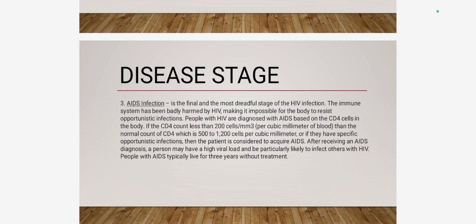If the CD4 count is less than 200 cells per cubic millimeter of blood, compared to the normal count of CD4, which is 500 to 1,200 cells per cubic millimeter, or if they have specific opportunistic infections, then the patient is considered to have acquired AIDS. After receiving an AIDS diagnosis, a person may have a high viral load and be particularly likely to infect others with HIV. People with AIDS typically live for 3 years without treatment.